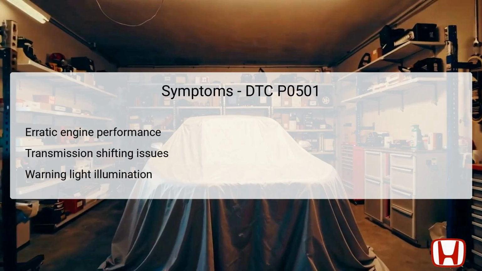When DTC P0501 occurs, the driver may observe several symptoms that indicate potential issues with the vehicle's transmission operations. One of the primary symptoms is erratic engine performance, which can manifest as sudden changes in acceleration or responsiveness. Additionally, the vehicle may experience transmission shifting problems, where the transmission fails to shift correctly or hesitates during gear changes.